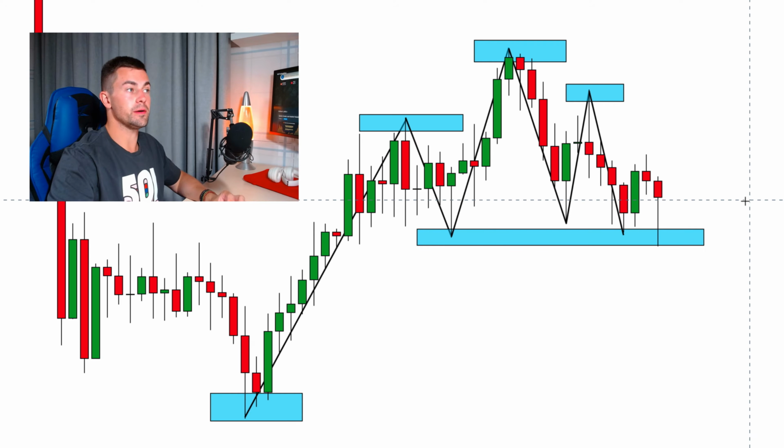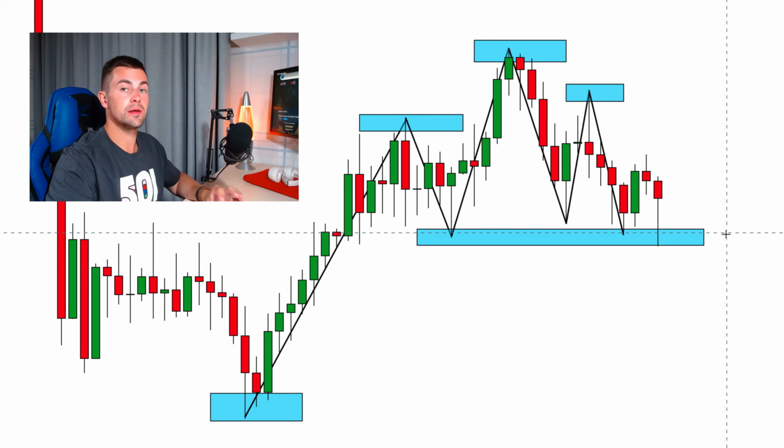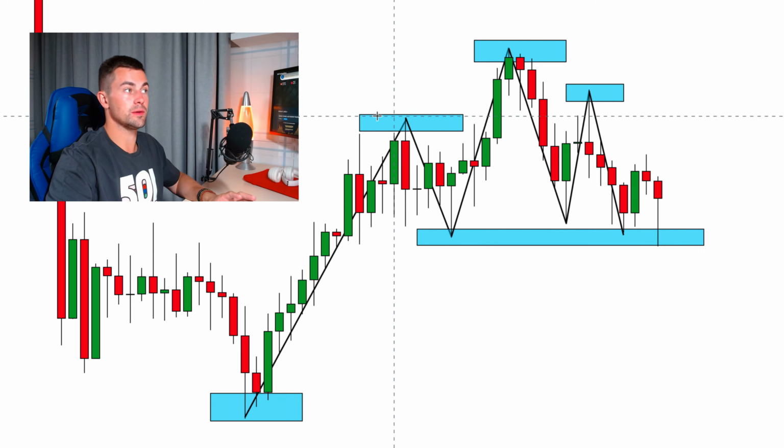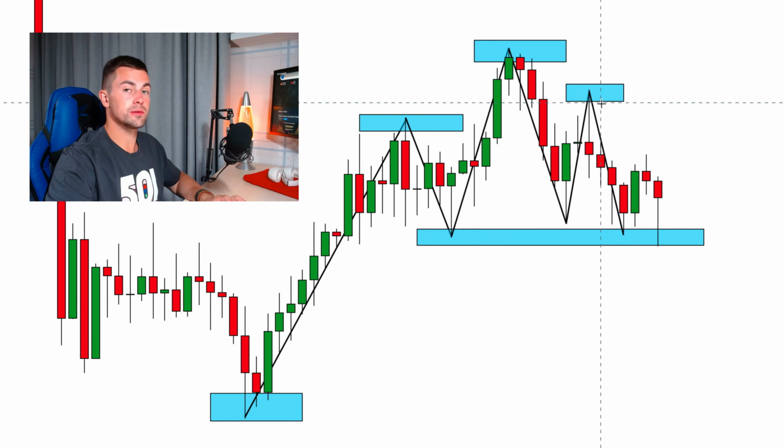So right here, based on our price action analysis, we see the head and shoulders pattern. We see the completed left shoulder, completed head, and completed right shoulder. Now let's discuss how we properly read this pattern.